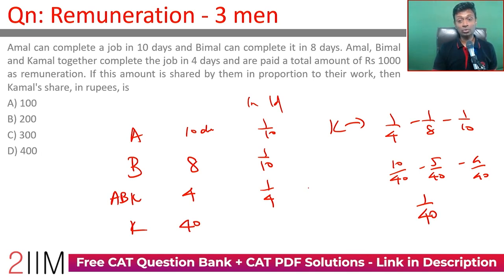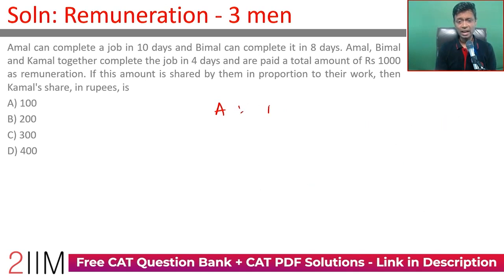They are paid a total of ₹1,000 as remuneration. The amount is shared in proportion to their work. If they're shared in proportion to their work, A is to B is to K, they should be shared in the ratio 1 by 10 is to 1 by 8 is to 1 by 40. I'm going to multiply by 40, ratio 4 is to 5 is to 1.